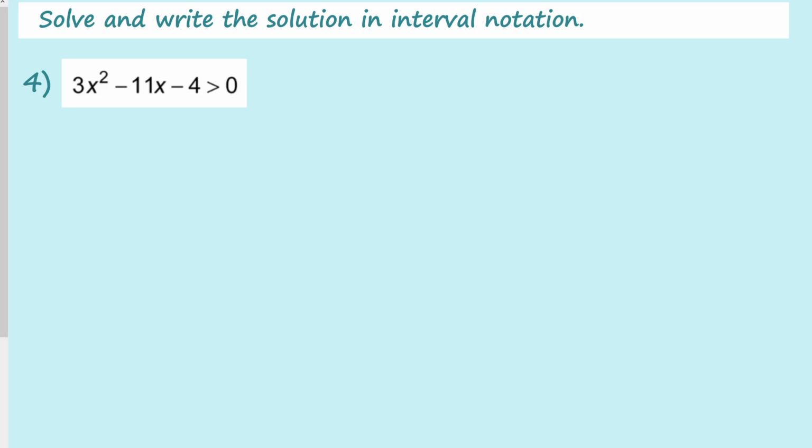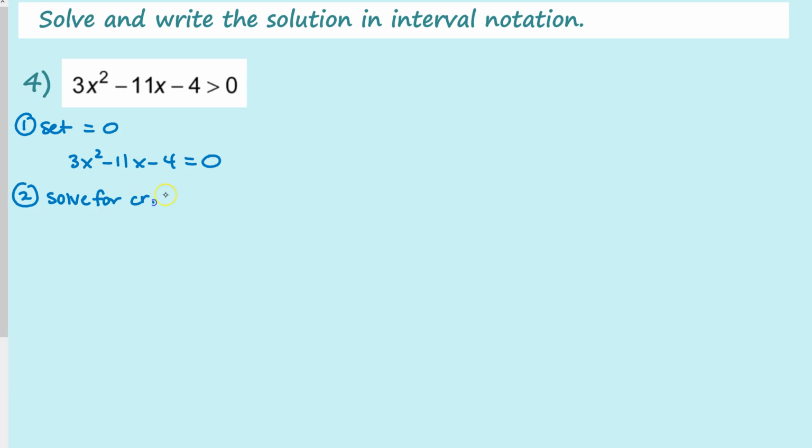3x squared minus 11x minus 4 is greater than 0. Okay, critical point method. Step 1, set it equal to 0: 3x squared minus 11x minus 4 equals 0. Step 2, solve for the critical points.